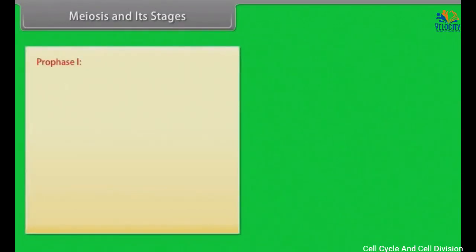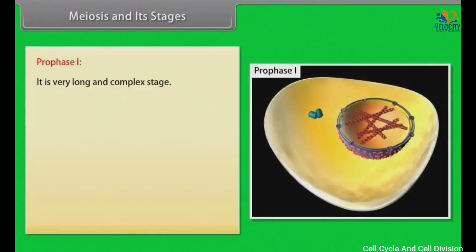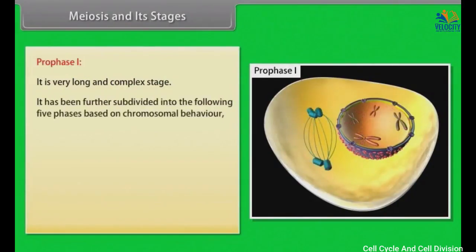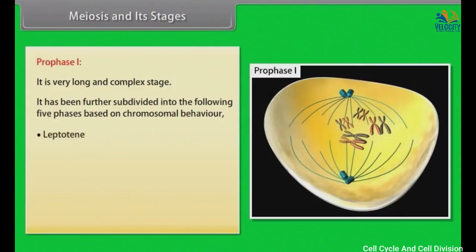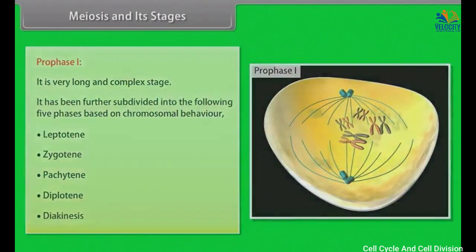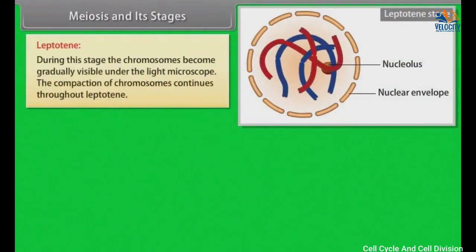The first stage of Meiosis I is Prophase I. It is very long and more complex in comparison to the prophase stage of mitosis. It has been further subdivided into the following 5 phases based on chromosomal behavior, that is, leptotene, zygotene, pachytene, diplotene, and diakinesis. During the leptotene stage, the chromosomes become gradually visible under the light microscope. The compaction of chromosomes continues throughout leptotene.